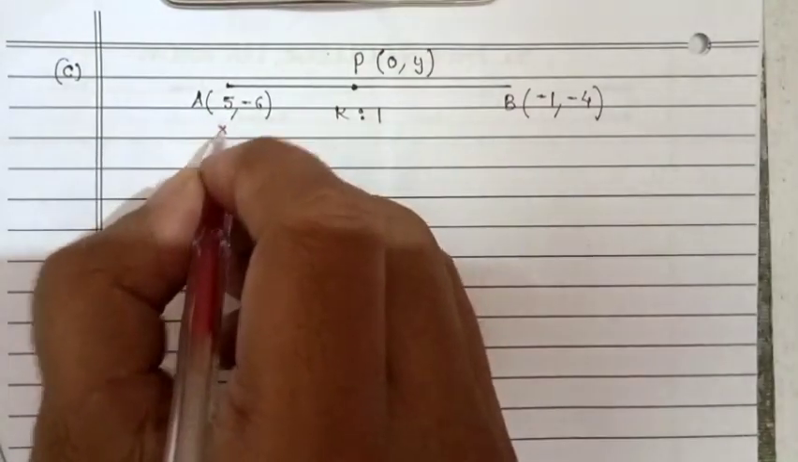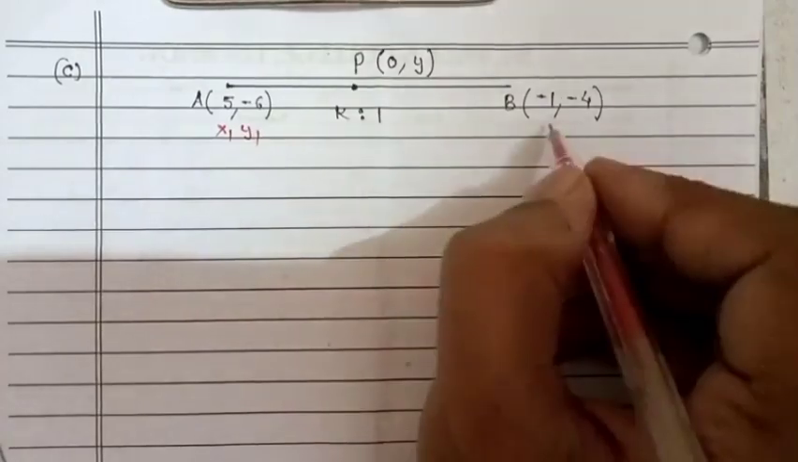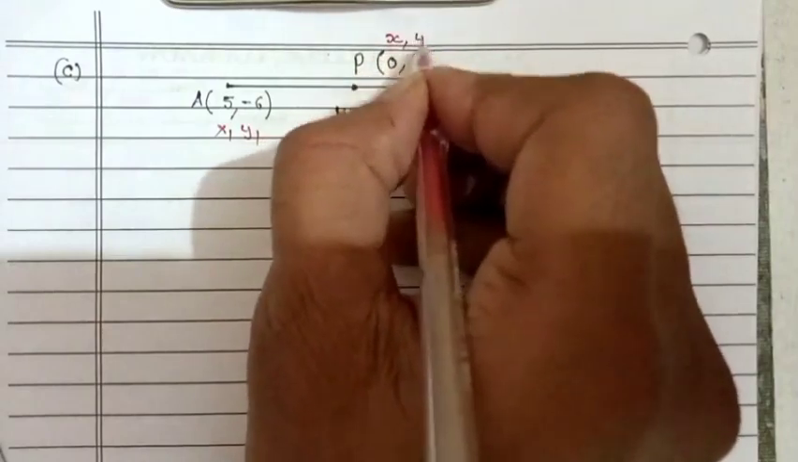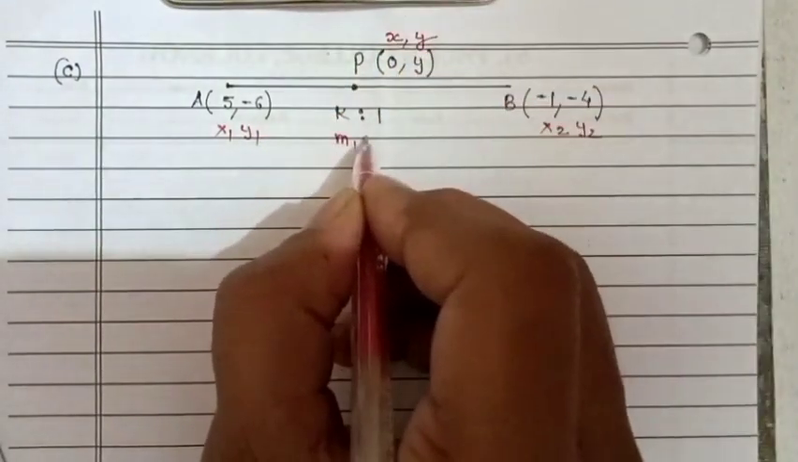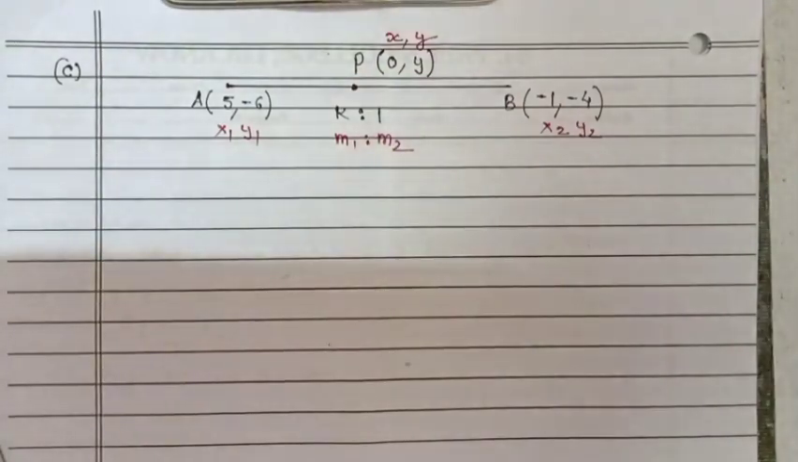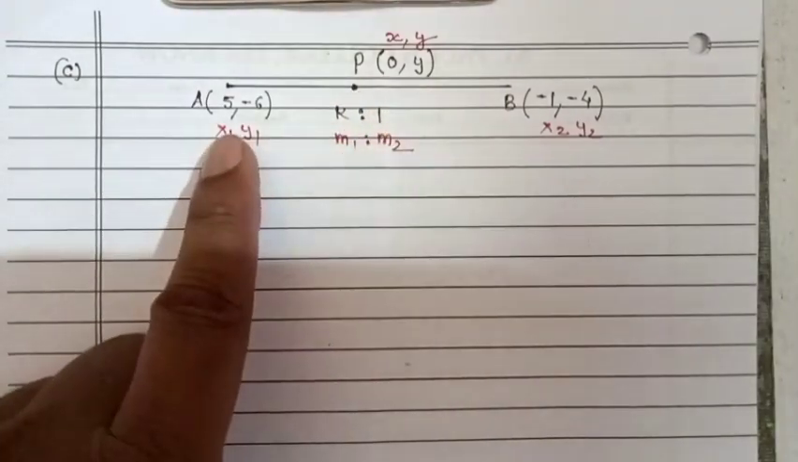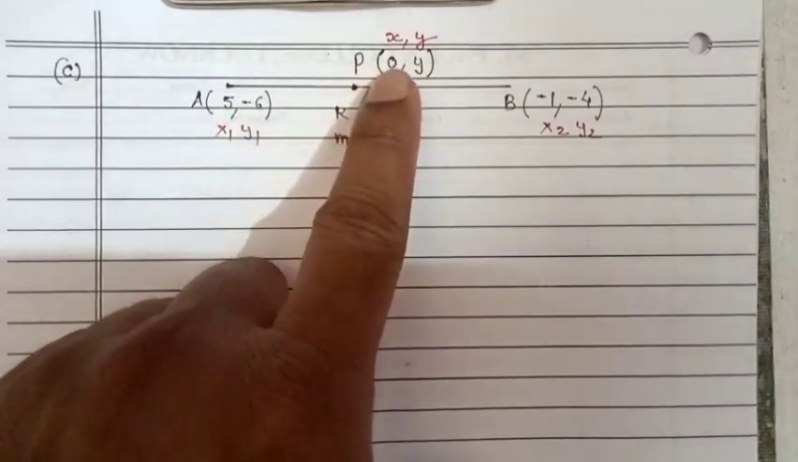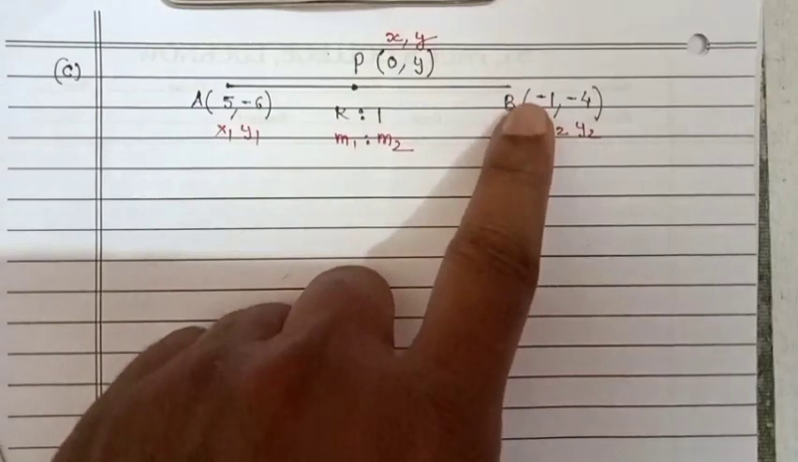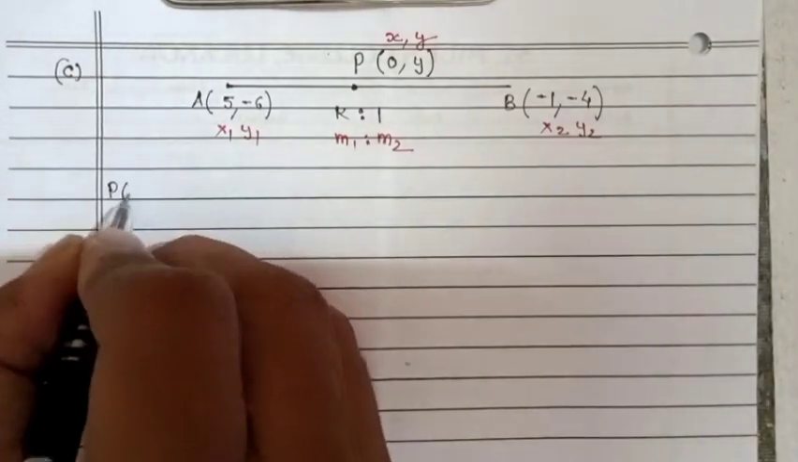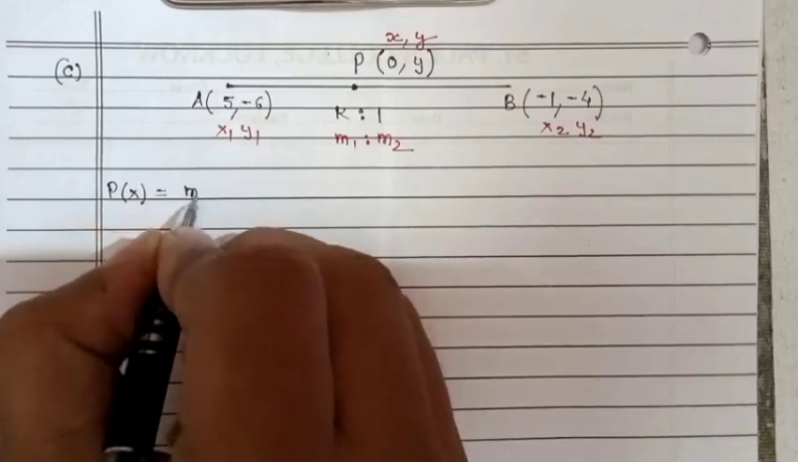Okay, what we will do, we will name the first point coordinates x1, y1, the second one x2, y2, point of intersection as x, y, and the ratio m1 is to m2. Now we have to get the ratio. Now as you can see here, x coordinate is known in all the 3 points. See, x coordinate is known here, also x coordinate is known here, also x coordinate is known. So as x coordinate is known in all the 3 points, so you can apply the formula for x coordinate. So let's write the formula for x coordinate.